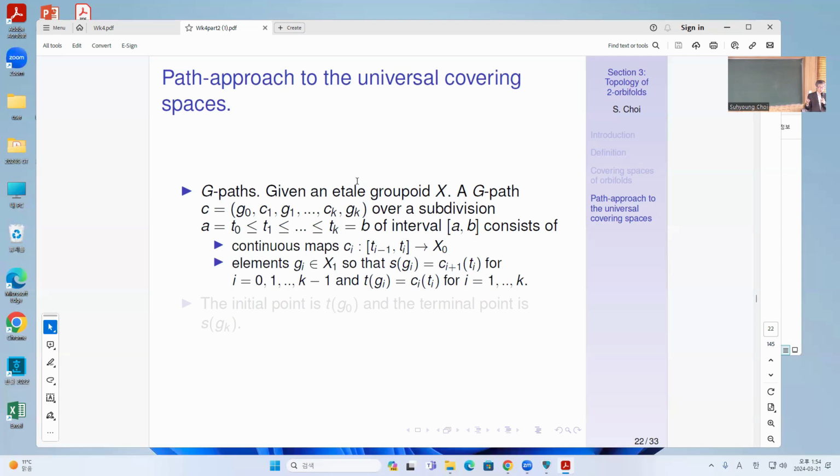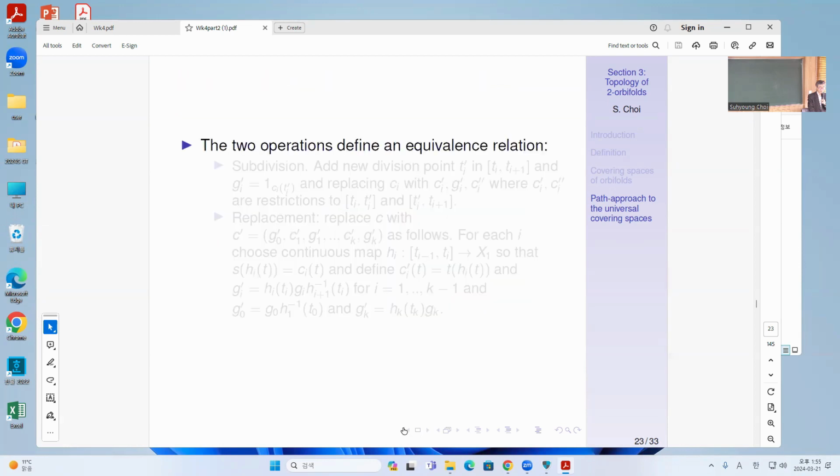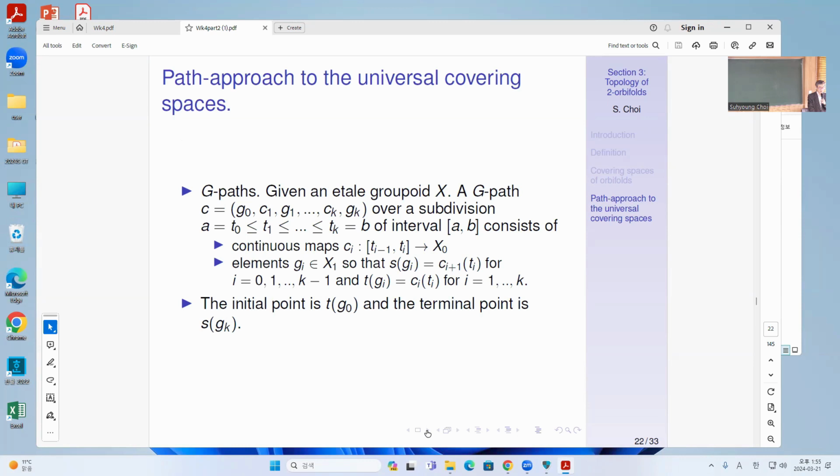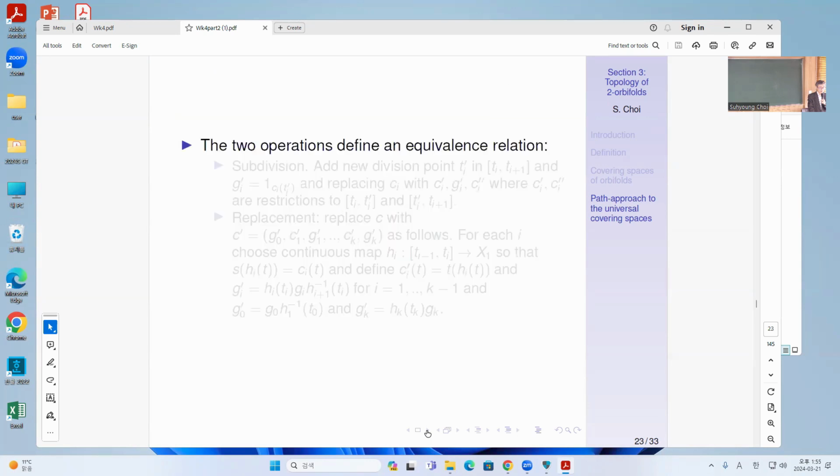So CI should give you a connected path. So what these groupoid arrows are doing, arrows are actually just the points, how you identify these points in X0. So this means that CI plus 1 TI is the same as CI TI for every TI. So in the orbifold terminology, arrows are what gets identified. So the initial point is G0, and then the terminal point is GK. Okay, and so that's what's called the path.